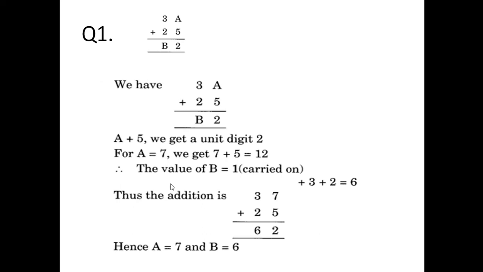Then the value of b. So what can be the value of b? 3 and 2 are already there in the question, and one more 1 will be carried over from the previous addition, is it not? So 12 leaves a carryover, that is added: 3 plus 2 plus 1. So that's why we are getting 6 here. So this gives the answer as a equals 7 and b equals 6.